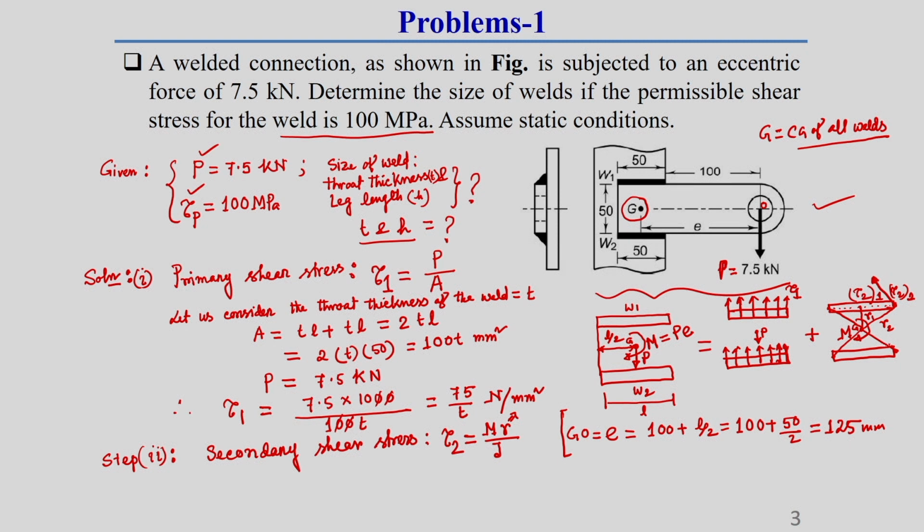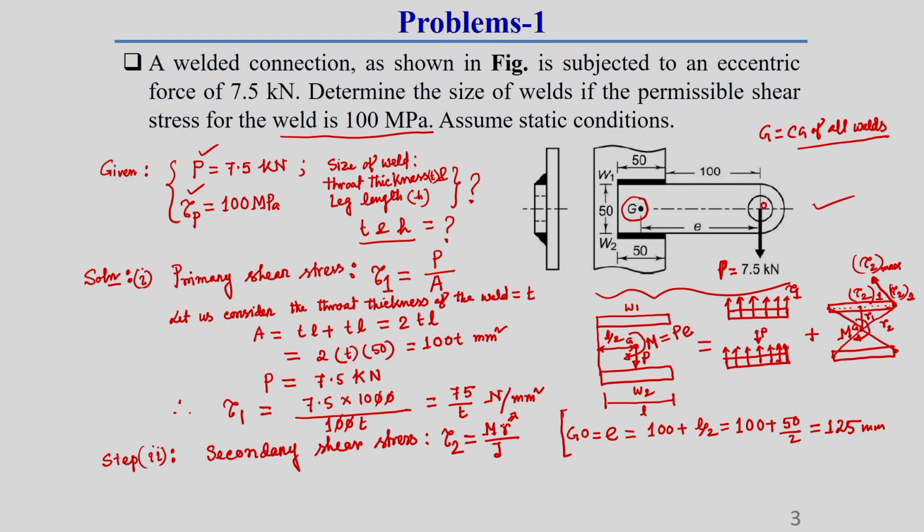Why? Because the distance from G to any corner point is the same. So, any one of the corner points we can consider for tau 2 maximum, because we are going to design the weld joint, so we have to consider the maximum one. In the case of primary shear stress, we assume it is uniformly distributed over the entire length of the weld, but tau 2 depends on the r distance.